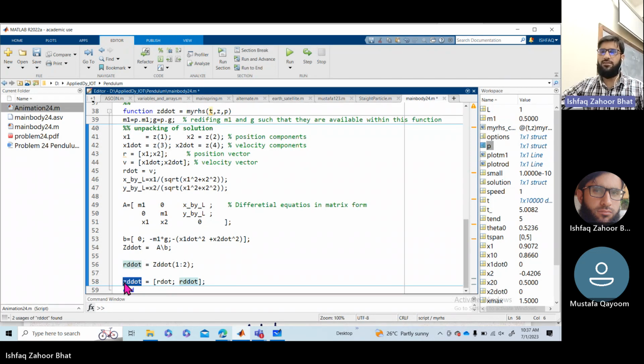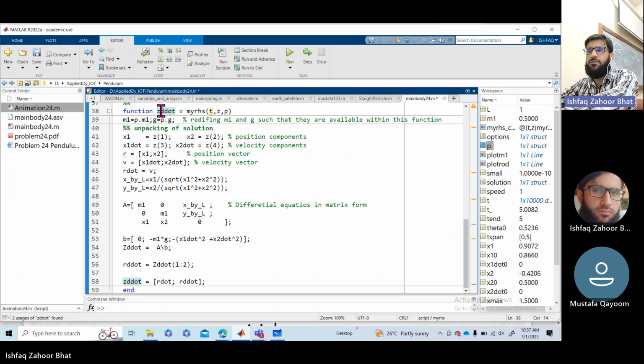Okay, now I got why. Z double dot is equal to R double dot comma Z double dot. It will be true.